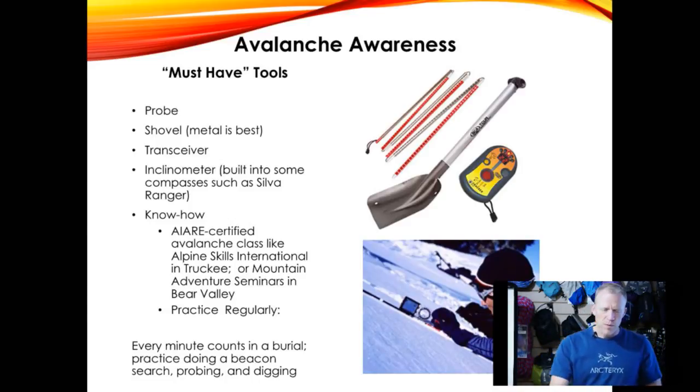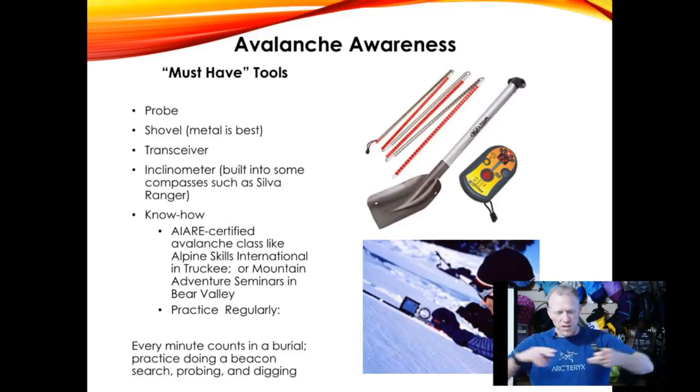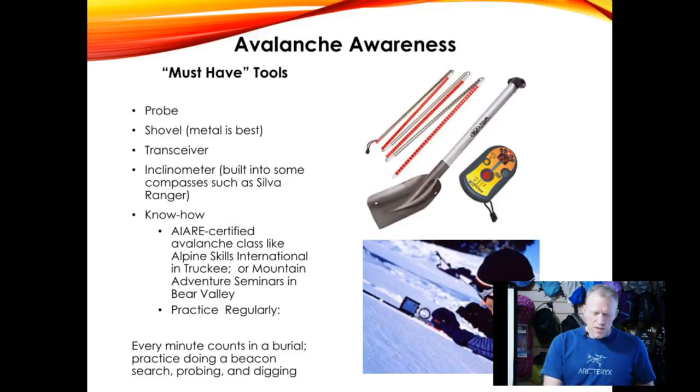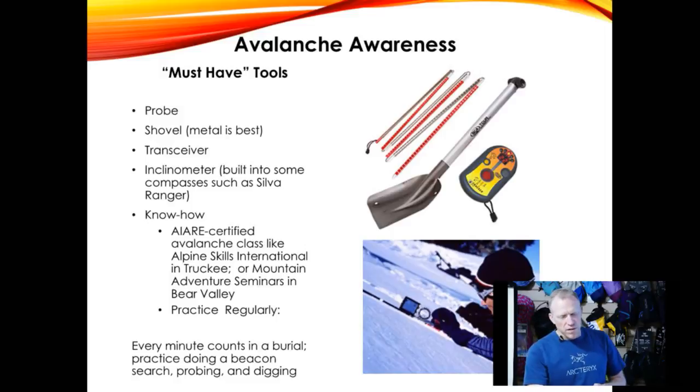One is a probe. So this is a long metal rod that folds out. These can be carried independently, or they can be inside of a pole. You need a shovel. A metal one is best. A transceiver, which is both a transmitter and a receiver, hence the name, so it can send and receive signal. And an inclinometer, some again built into compasses. Then your brain, the most important part of this, becoming ARI certified and practicing regularly.